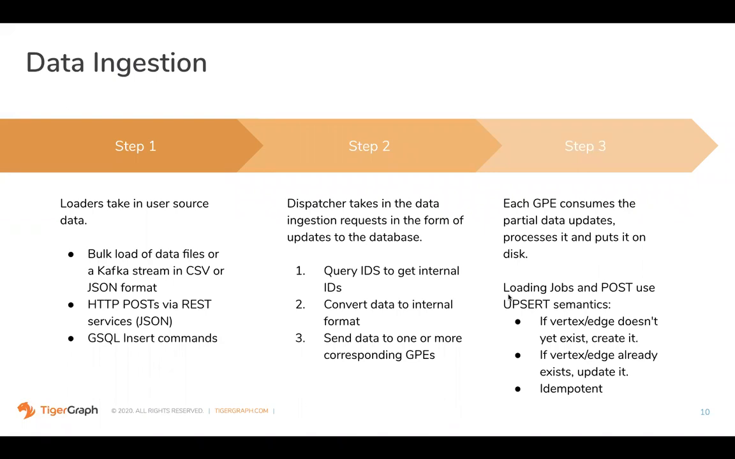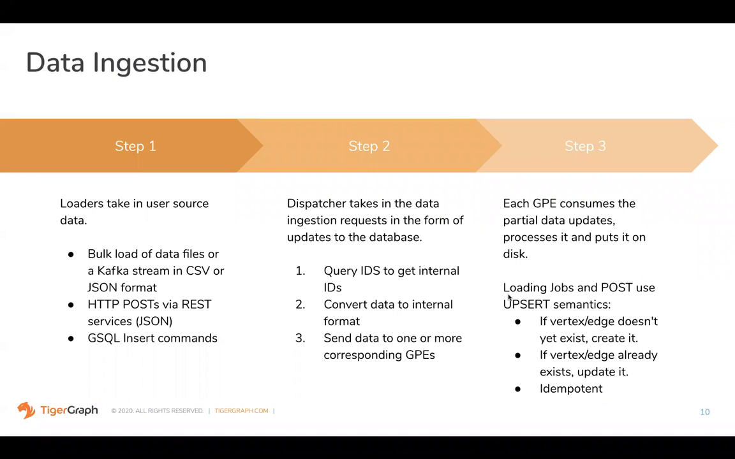And here I want to quickly add one note about loading. Whenever we run a loading job or a POST, the semantics we use are upsert semantics, which means if the vertex or edge doesn't exist, we create it on the fly, and if it already exists, we update it. Basically, it's an idempotent operation. If you repeat any operation, there's not going to be a duplicate.